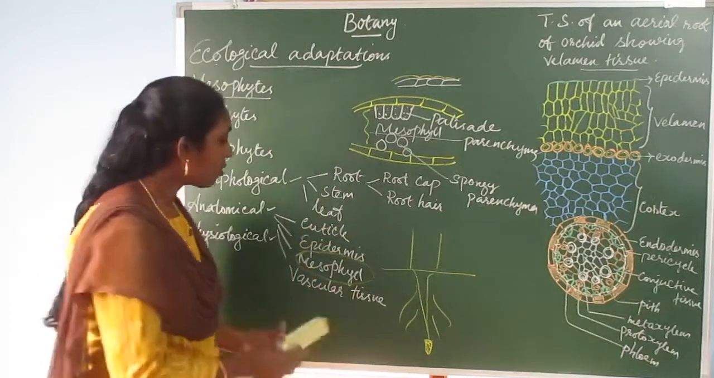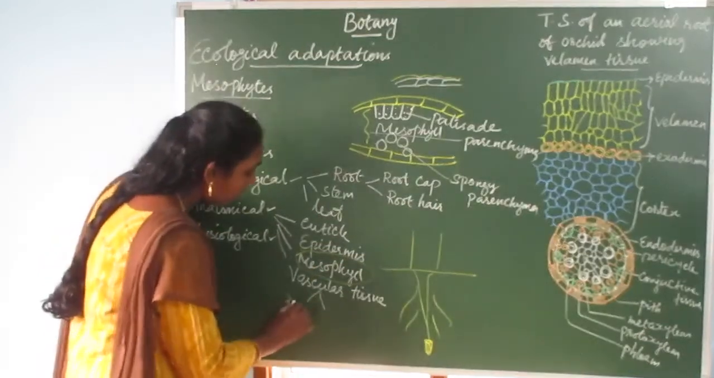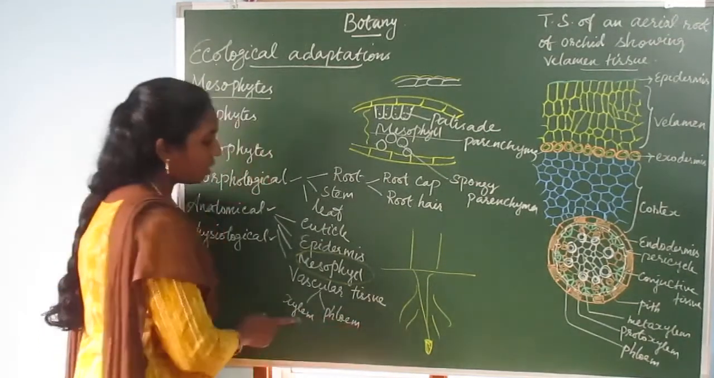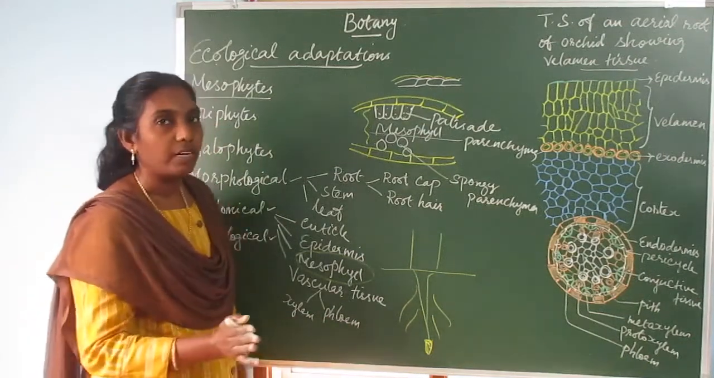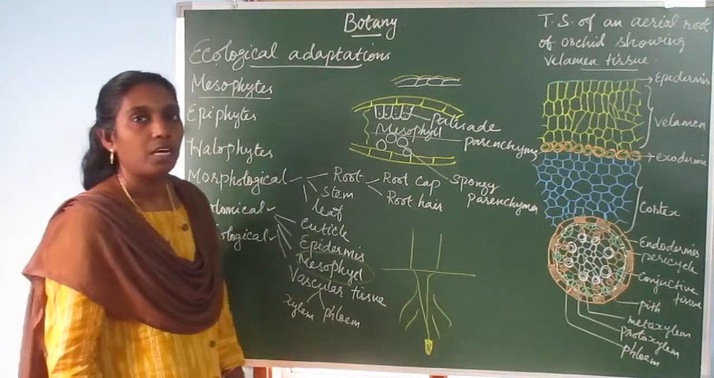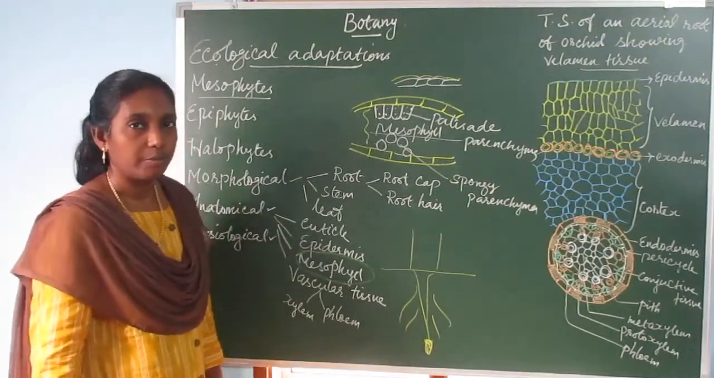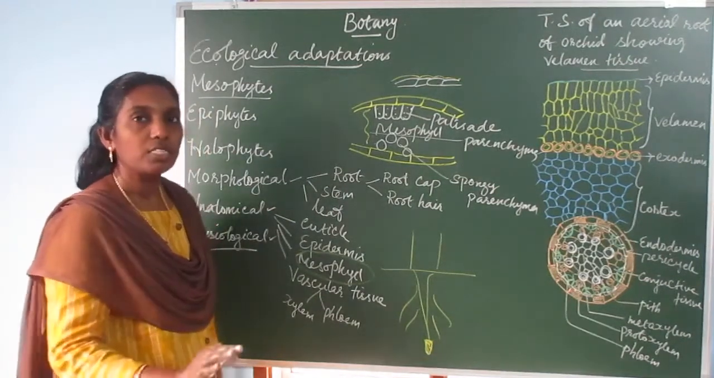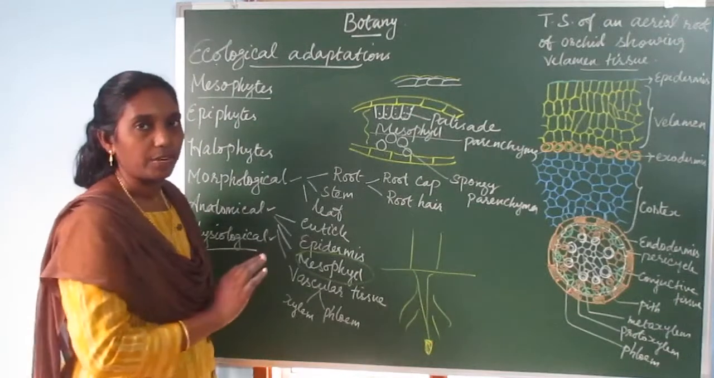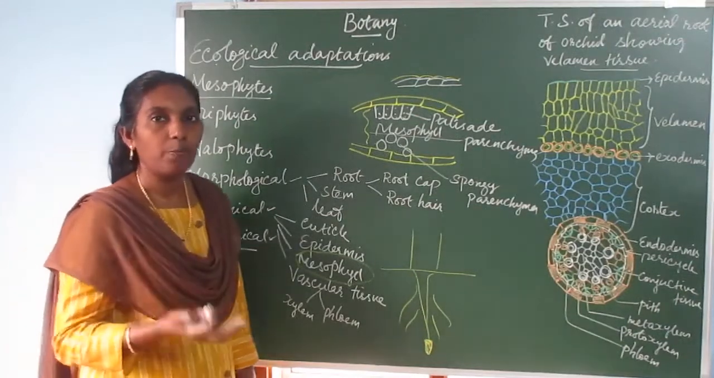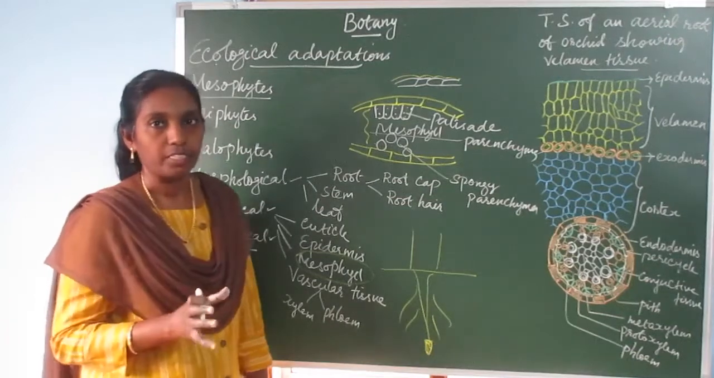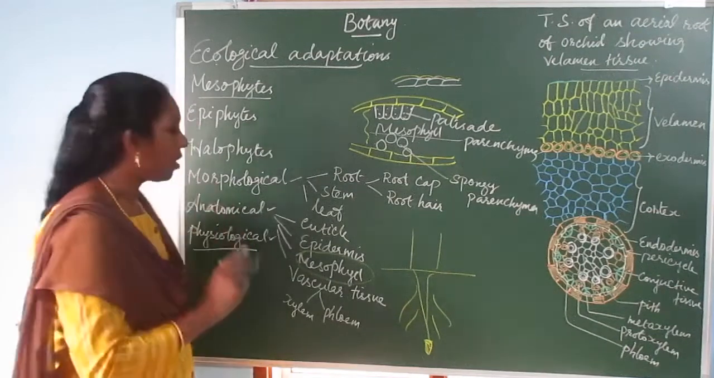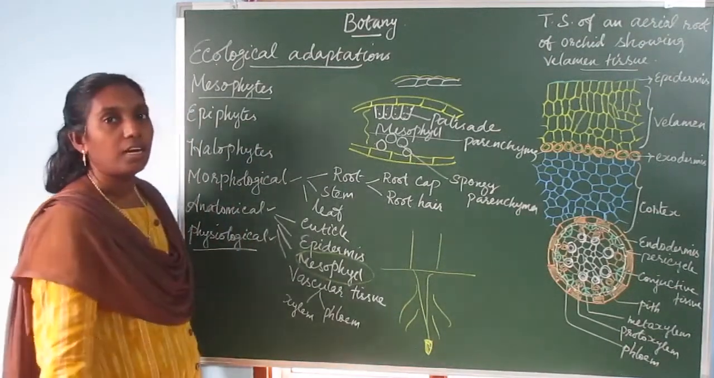Then vascular tissue, which includes xylem and phloem. Xylem and phloem are well developed in mesophytes. So these are the anatomical differences observed in mesophytes. Now what are the physiological adaptations in mesophytes? Physiological functions are normal in mesophytes, and wilting or drooping takes place at room temperature. So if there is a scarcity of water, drooping or wilting takes place. These 2 points you write under physiological adaptations.